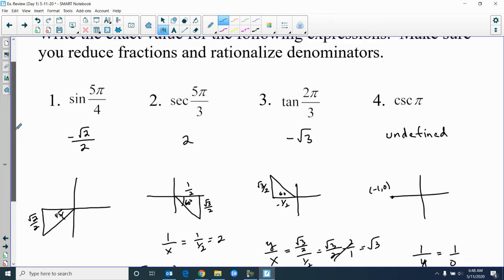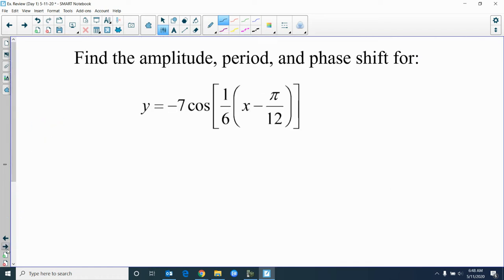Okay, so just find the exact values. This is important. This is something we've done a lot of. Make sure we know how to do that. Hey, in this one here, I'm only asking for the amplitude, period, and phase shift. I'm not going to have you graph this for this problem.